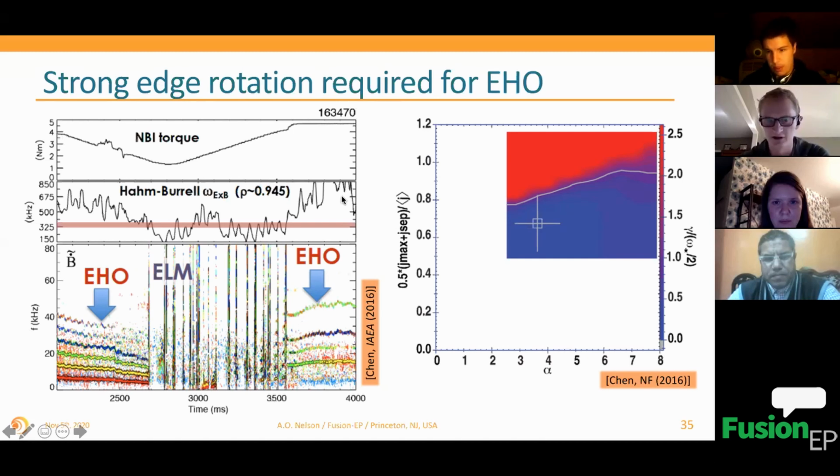And so this shows that strong edge rotation is required for the edge harmonic oscillation, and thus required for QH mode as well. So again, we're introducing extra transport, we're poking holes in our bucket in order to avoid the ELM problem.